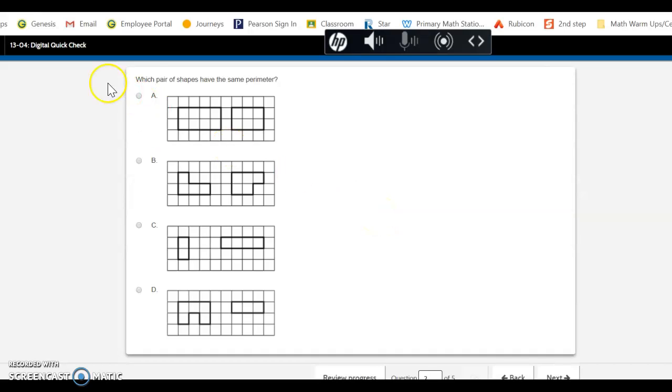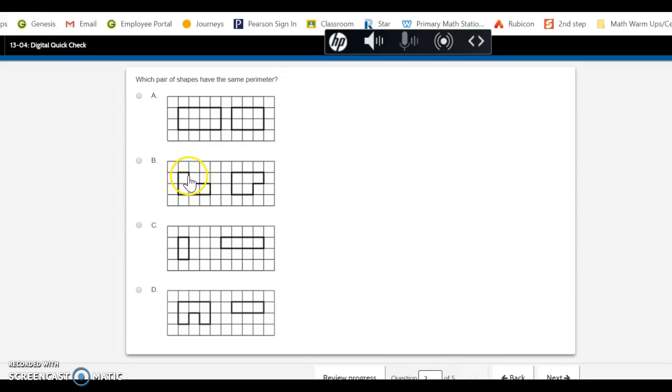All right, number 2, which pair of shapes have the same perimeter? So 1, 2, 3, up to 12. Let me check if this one has 12. 1, 2, 3, up to 10. So I know it can't be A.